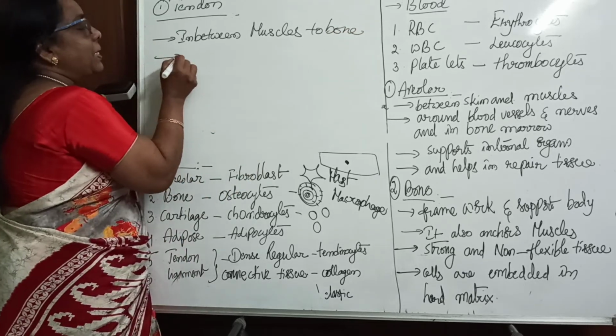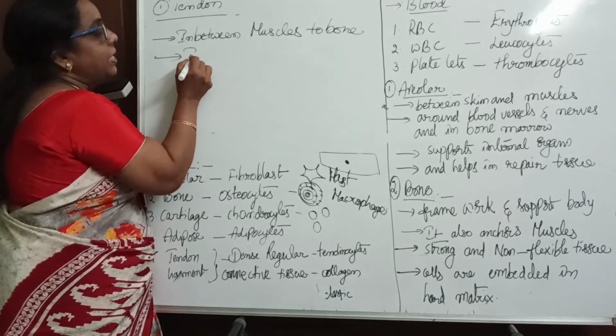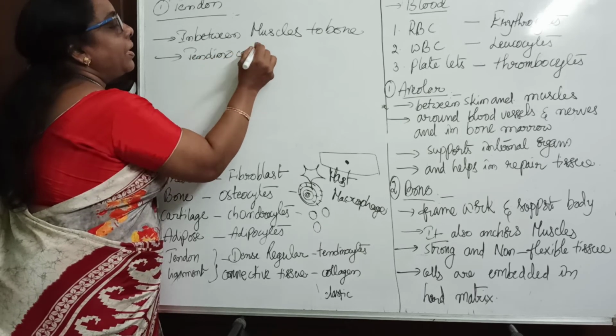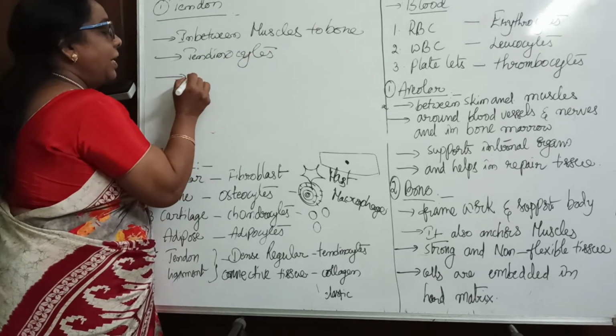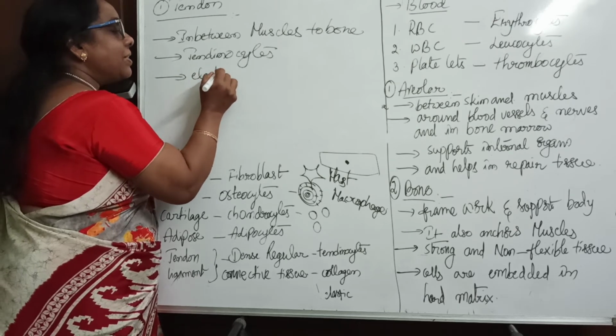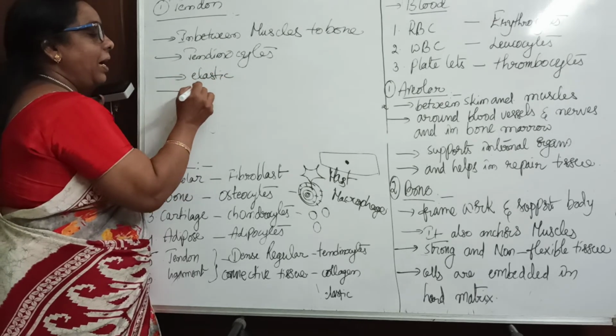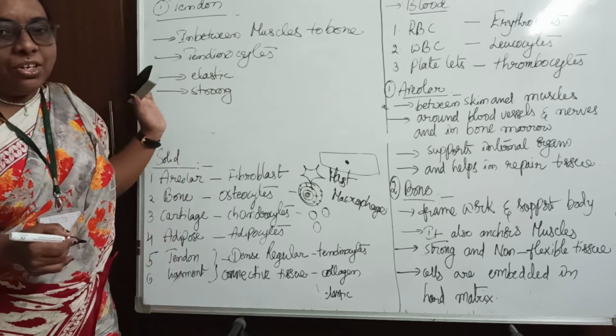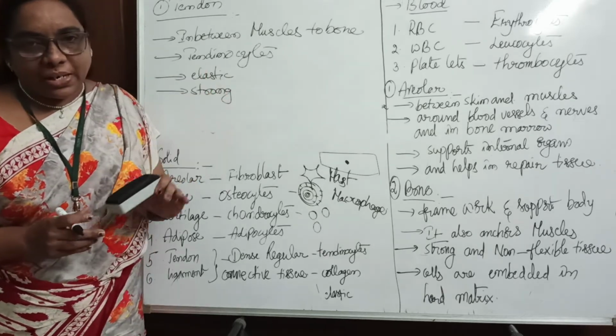The cells present in the tendon are called tendinocytes. Tendinocytes. Okay, yes. These cells are elastic in nature, and they are strong. They are elastic, and they are strong tissues, we can say.